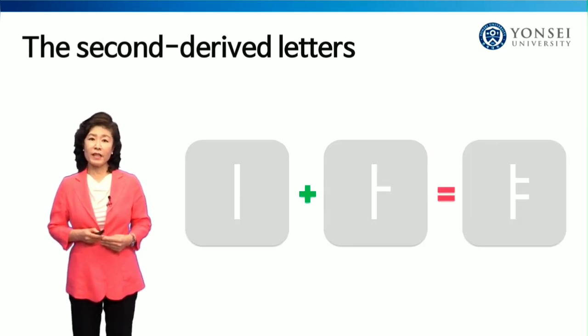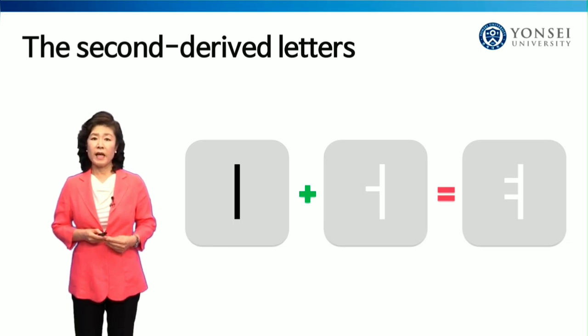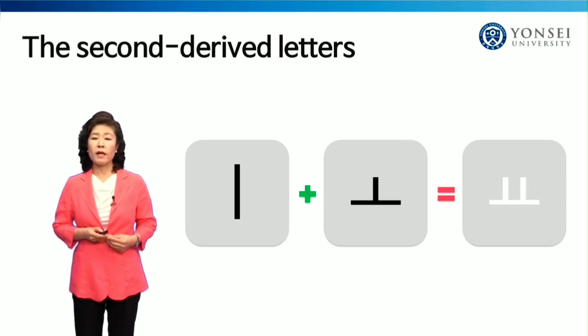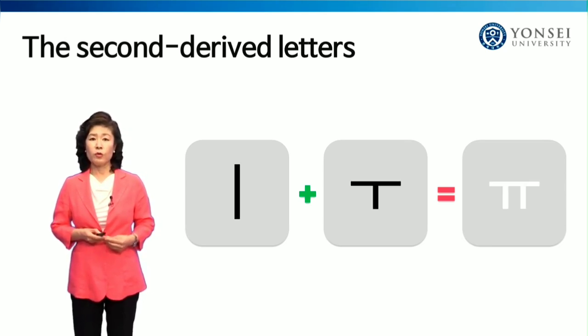Next, we have the second derived letters, which are diphthongs in English. Ya combines the E sound and the A sound. Yo combines E and O. Yo combines E and O. You combines E and U.